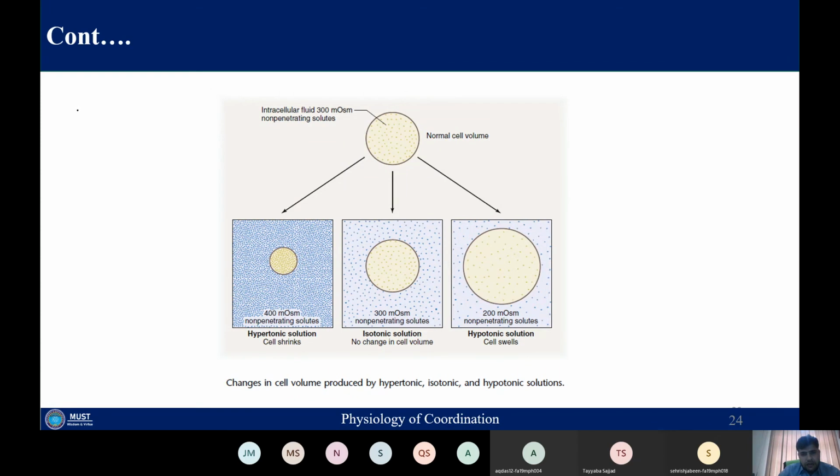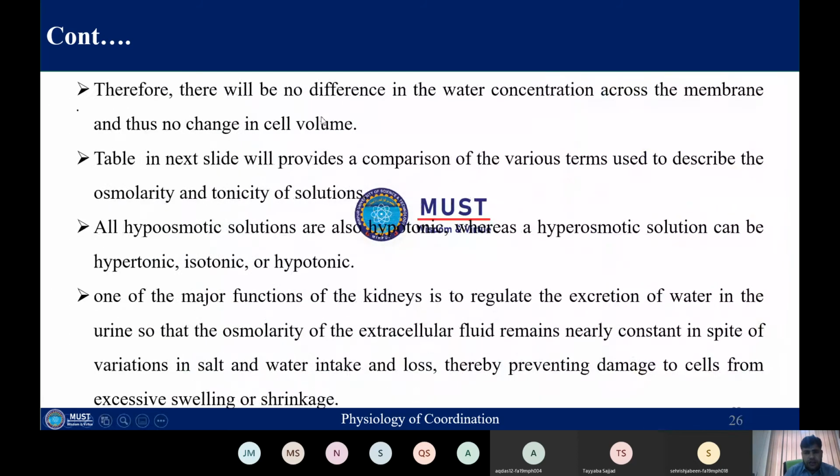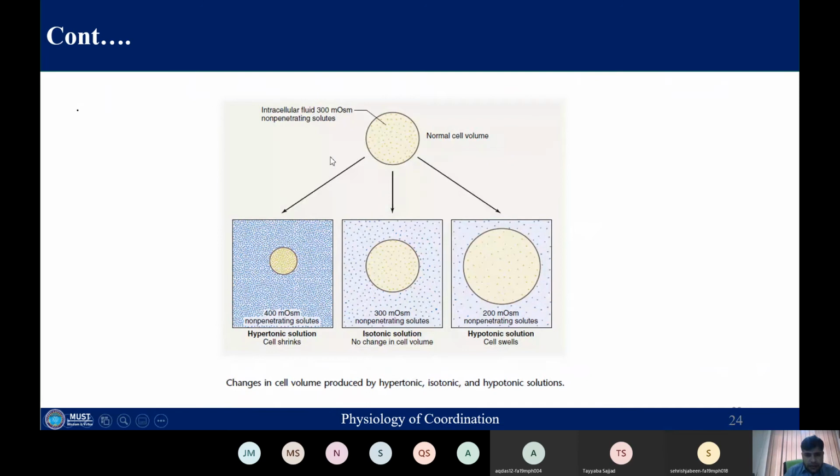You can also understand all these three types of solution in this diagram. For example, we have a normal cell which has 300 milliosmolar osmolarity, and these are the three types of cells. Initially, if this cell is placed in a solution which has 300 milliosmolar and the solute is non-penetrating, there will be no movement because the solute concentration on both sides is the same. But if the cell is placed in a solution with high osmolarity, 400 milliosmolar, this is the solute concentration on the extracellular side. Now what will happen? The water will move from inside of the cell to dilute this solute, and hence the volume of the cell will shrink.